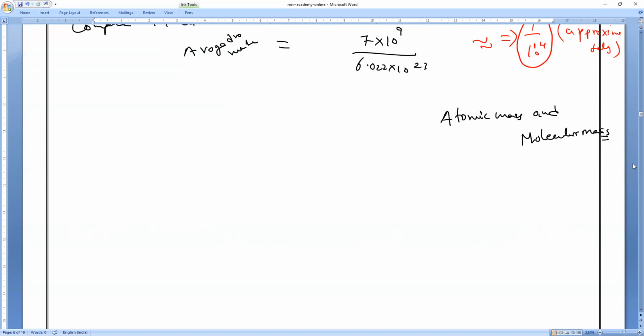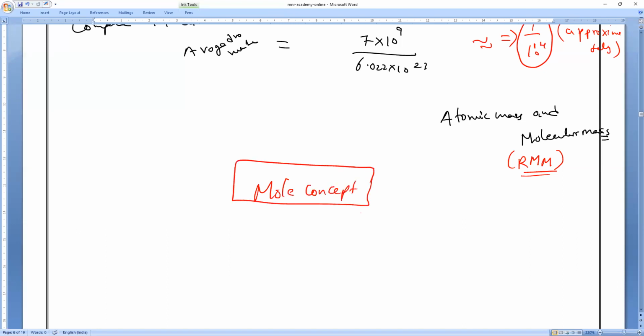Of course, you can see they have kept the shortcut for molecular mass, RMM, relative molecular mass. Am I right or wrong? Now, this is all about the mole concept. How many particles are there in the given substance? That is why we introduced this concept, the mole concept.